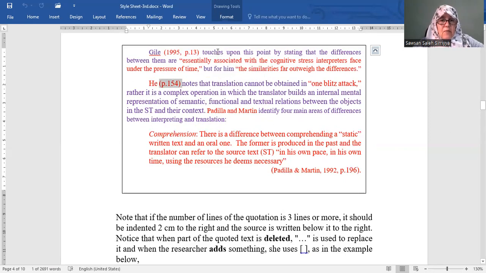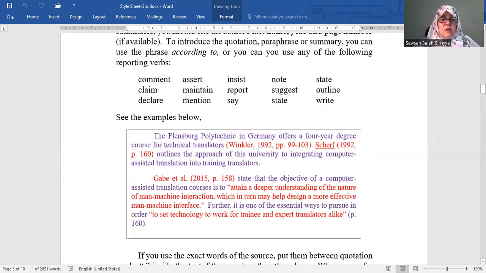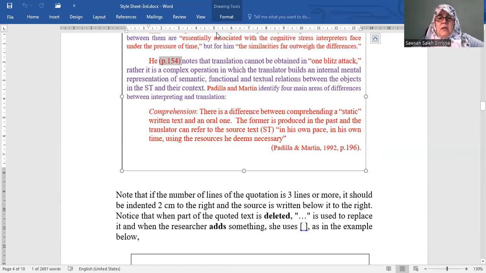Note that, you see, once I use touches upon, notes, outlines, any of these verbs, okay? He, and then I introduce the quotation with my own words. Probably I use only one word from him.